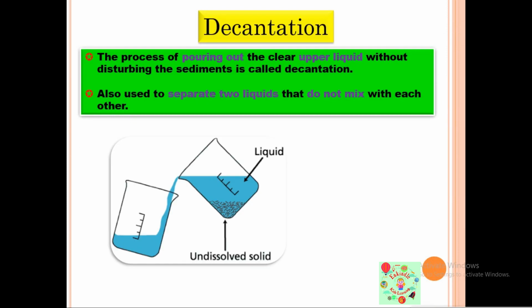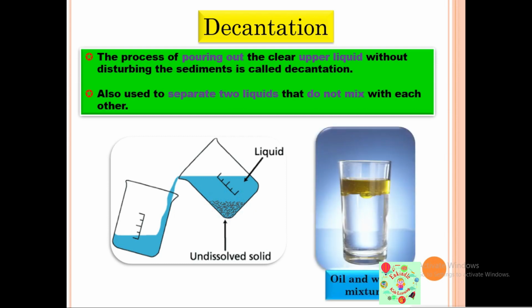In the earlier example, we saw the sand and dust particles had settled down in this water, right? By pouring this particular liquid, that is the water, into another container without disturbing these impurities is called decantation. It can also be used to separate two liquids that do not mix. Here, oil and water are the two liquids which do not mix. Pouring out this oil into the other container without disturbing the water is called decantation.